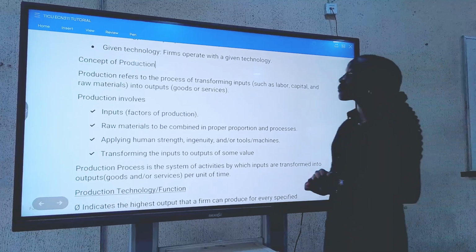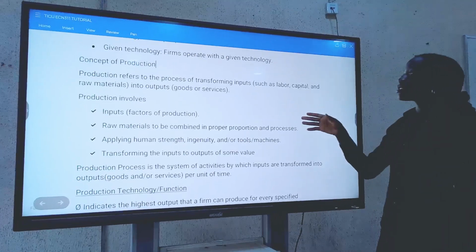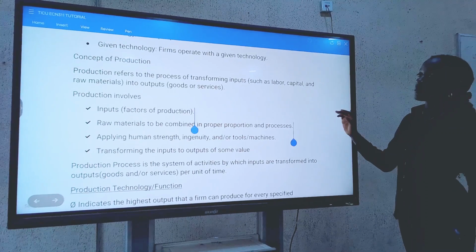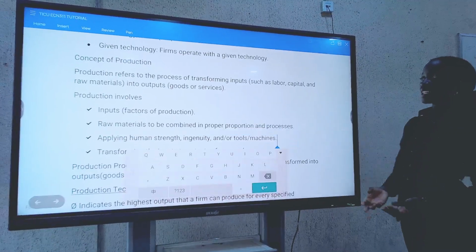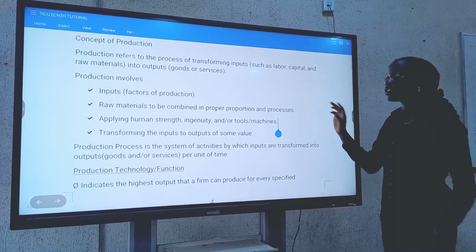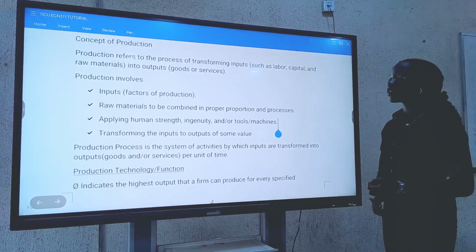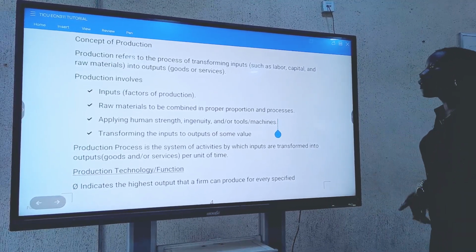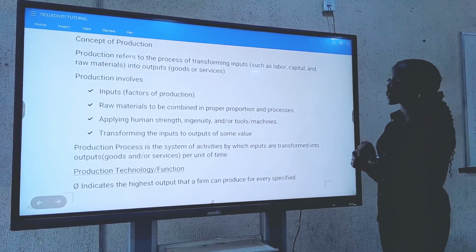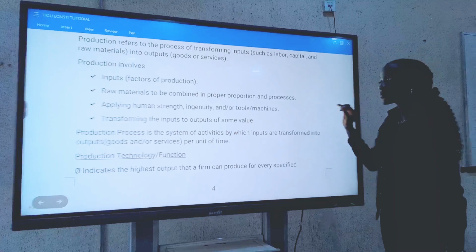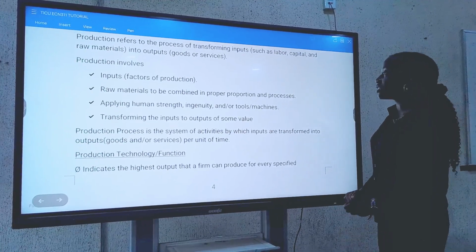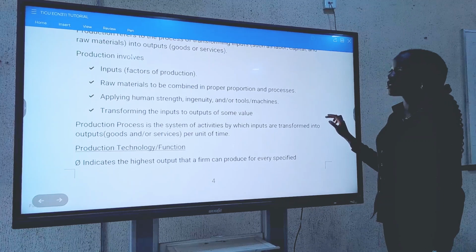So the concept of production refers to the process of transforming inputs into outputs, transforming raw materials into finished goods. Production involves inputs. Those are the factors of production. It involves raw materials to be combined in proper proportion and processes. It involves applying human strength, ingenuity, and tools or machines.